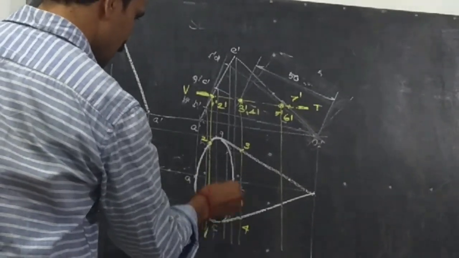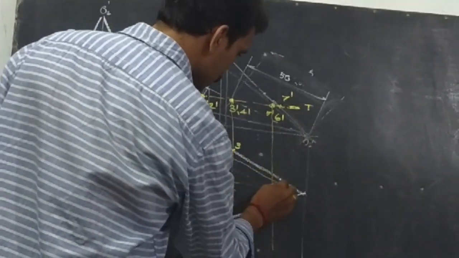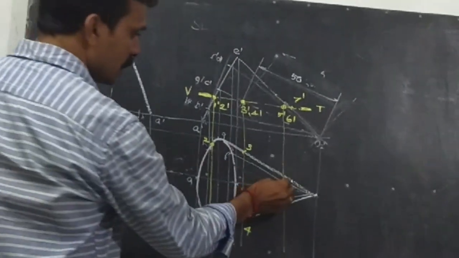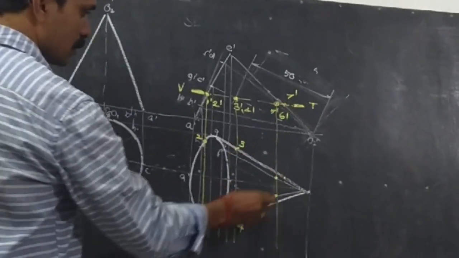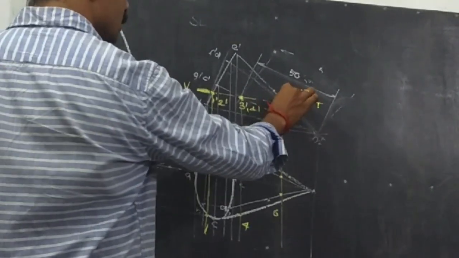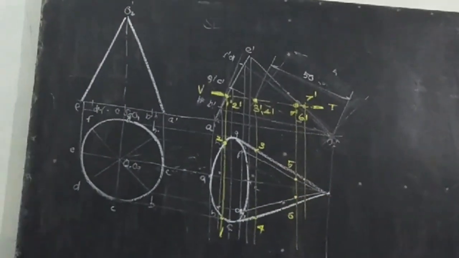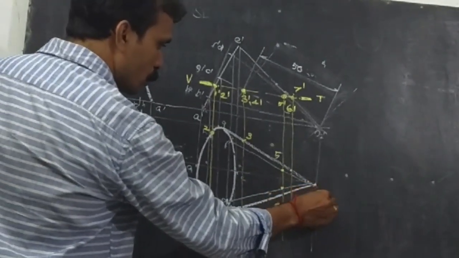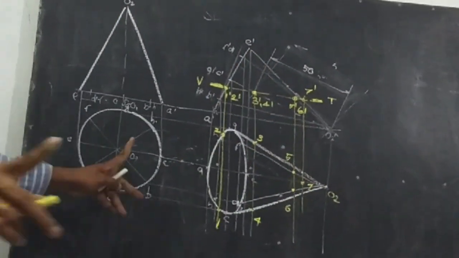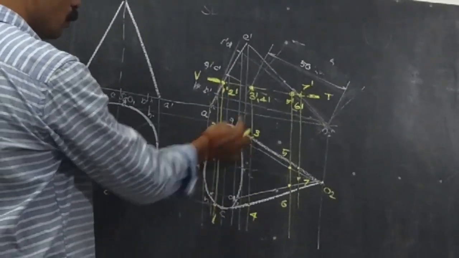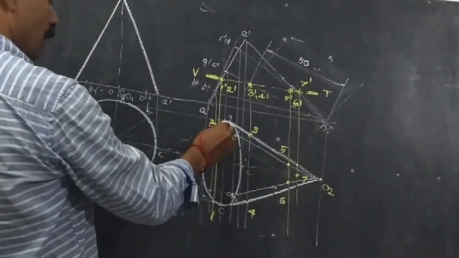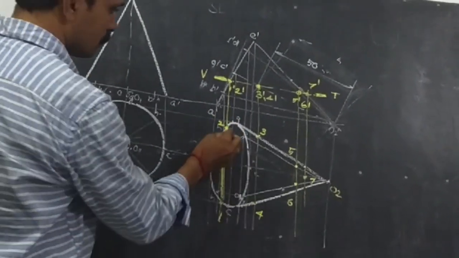ABC. This is D and this is F. So, draw two generators here. This is O2D and this is O2F, and we can see that it has been intersected here. So this is 5 and this is 6. Now for obtaining the last point, this is 7 and it is a point on O2E. This is O2E, so this will be 7. So now we have obtained the points 1, 2, 3, 4, 5, 6 and 7. Now connect all these points.